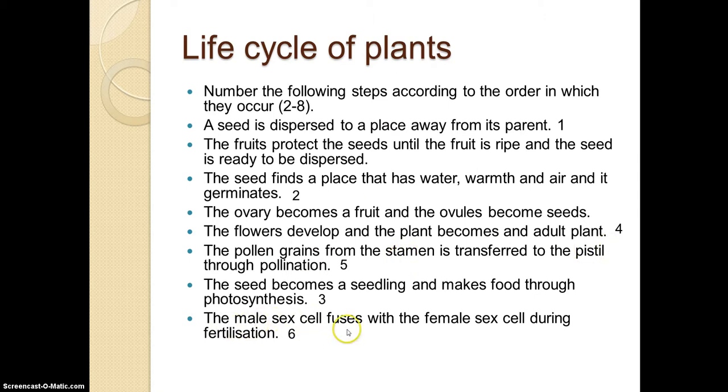Alright, 6. The male sex cell fuses with the female sex cell during fertilization. 7. The ovary becomes a fruit and the ovules become seeds. 8. The fruits protect the seed until the fruit is ripe and the seed is ready to be dispersed.